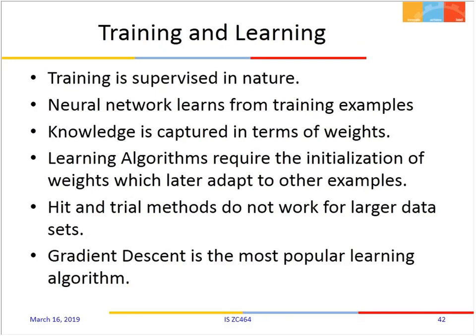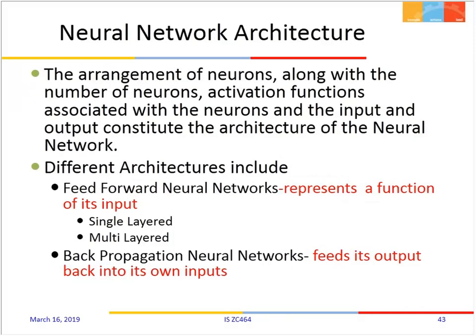On neural network architecture, it is actually about the arrangement of neurons along with the number of neurons. How many neurons should be there? How many layers should be there? Which activation functions should be associated with the neurons? And the input and output, along with everything, it constitutes the architecture of the neural network.